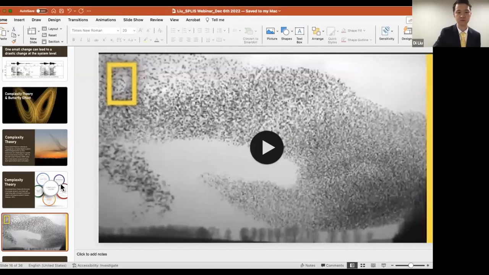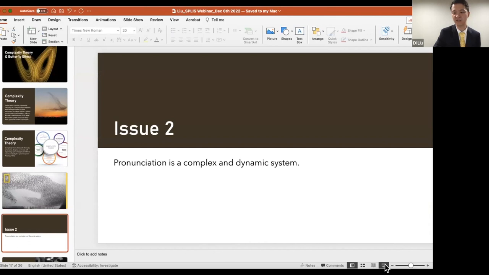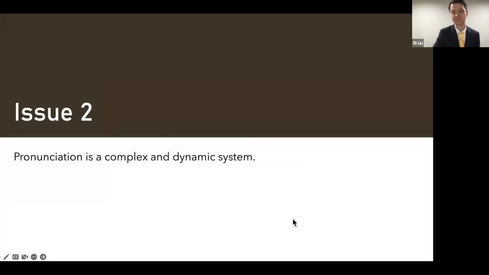We have to manually move to the second slide.